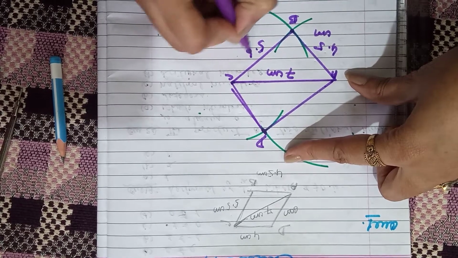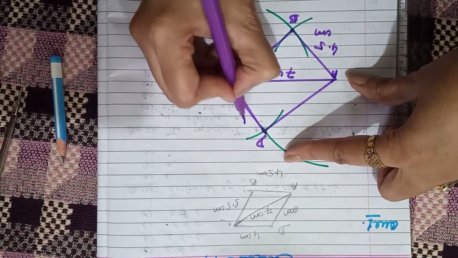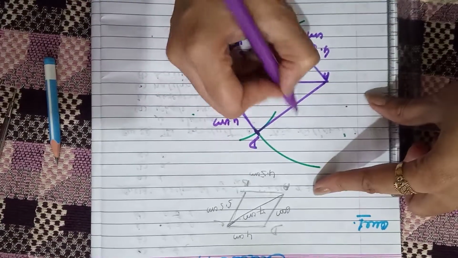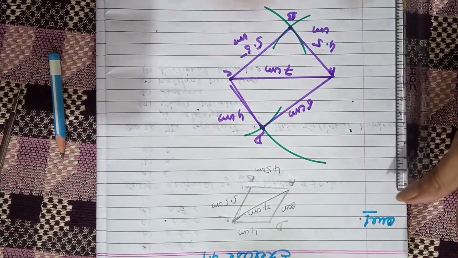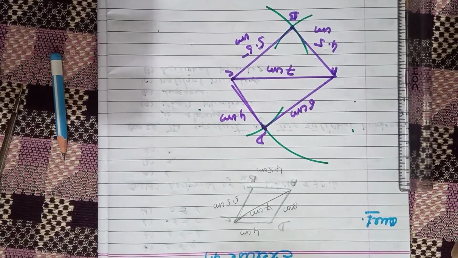Here the lengths of AB, BC, CD and AD are given. The lengths of 4 sides are given and 1 diagonal is given. Okay.